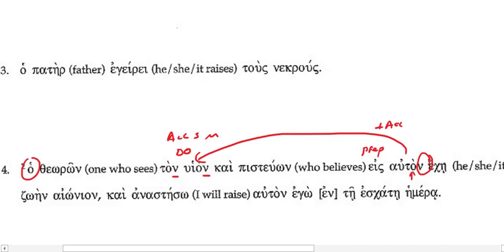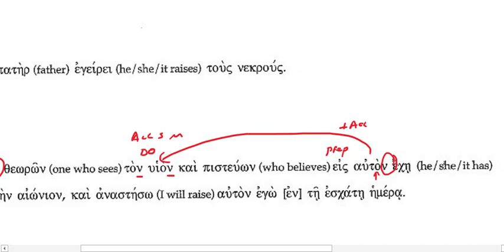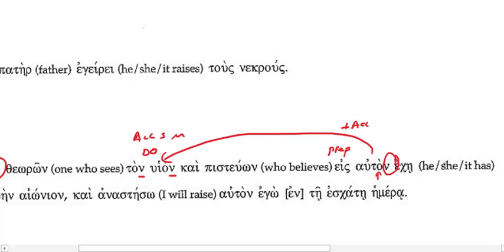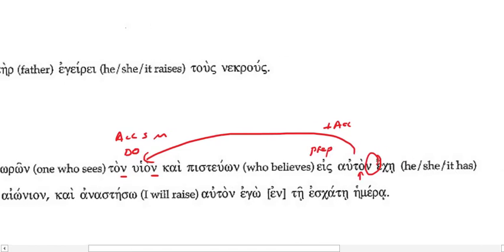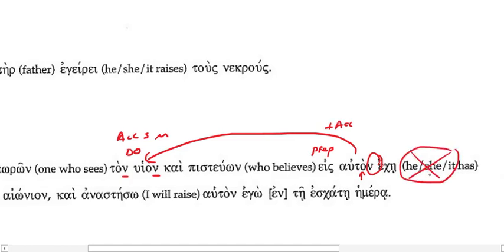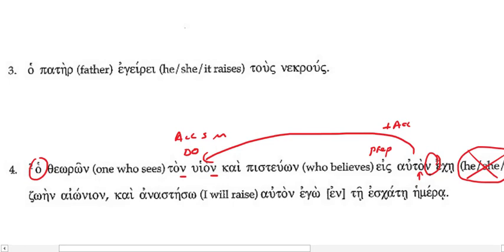Echei. It gives you "he," sure, it has. But do I have a subject for "has"? Yeah. The one who sees and believes has. So don't insert the pronoun here, because we have an explicit subject in the form of these. The one who sees and the one who believes has.